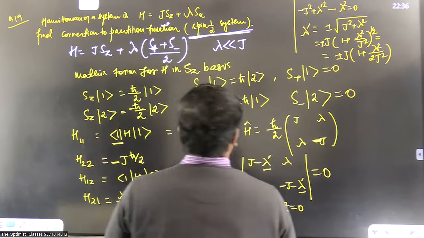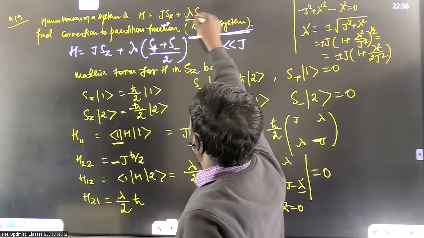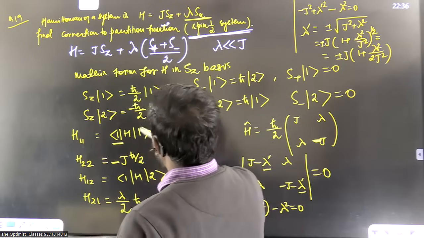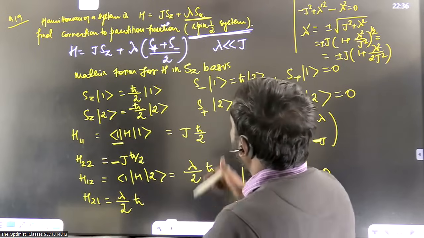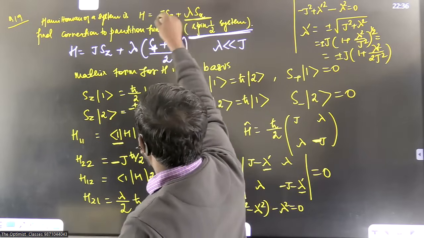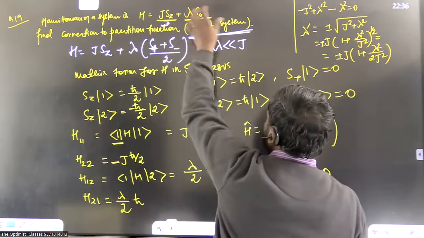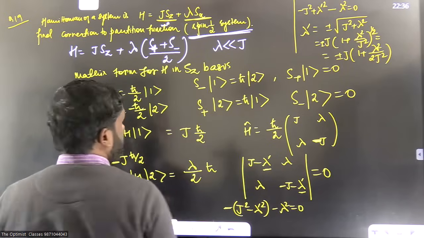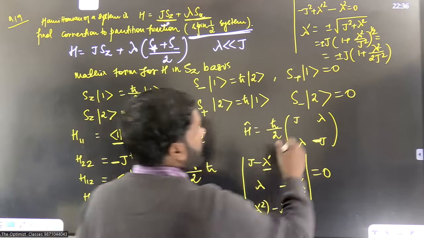Now, suppose this lambda term is not there. Then the Sz eigenvalues are plus minus h bar and plus minus h bar by 2. Okay. So we can easily write the partition function with this Hamiltonian. Now, because of the presence of lambda, there is some correction to the partition function, and that correction we have to calculate. Okay. So these are the eigenvalues.